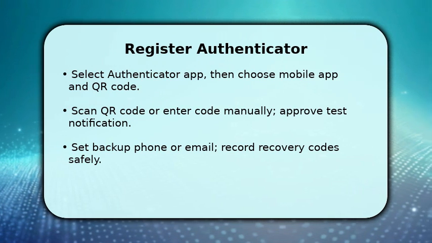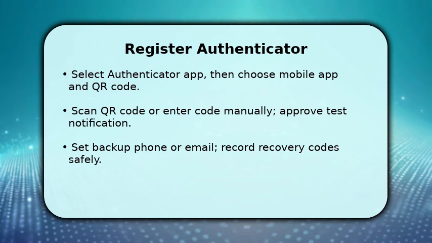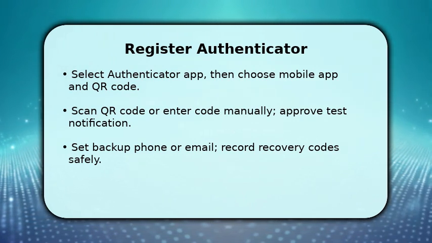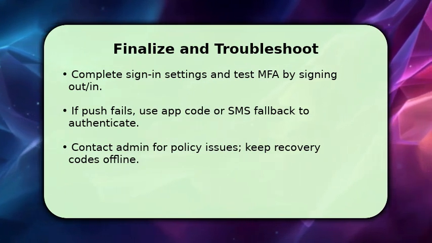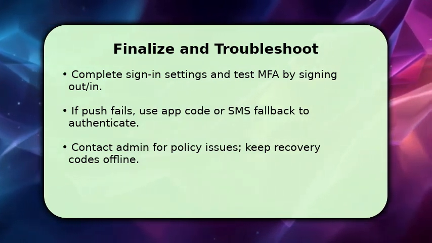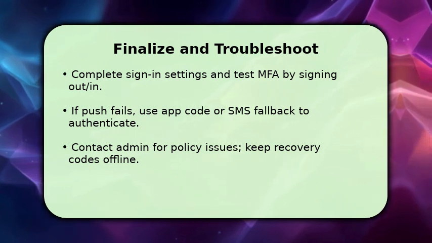After verification, add a phone number or secondary email and save recovery codes. These protect access if your device is lost. Finish by reviewing your security info page and marking a default sign-in method if you prefer push or code. Sign out and perform a test sign-in to confirm MFA prompts behave as expected.